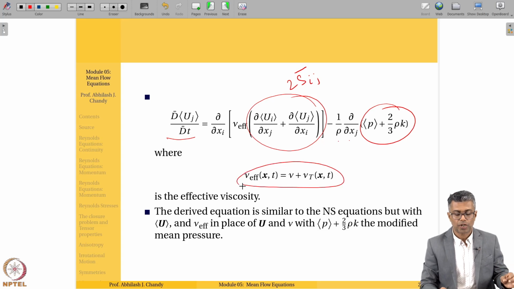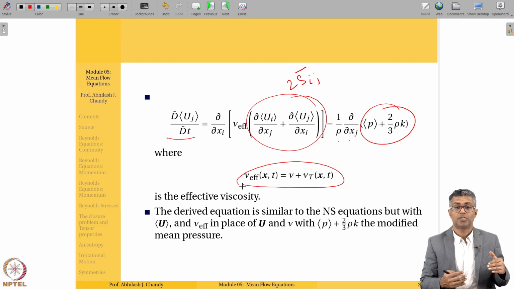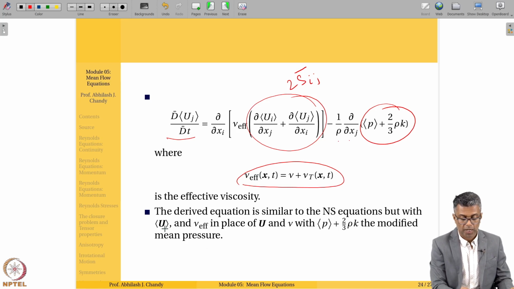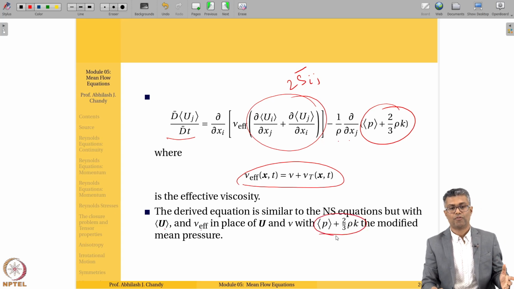So now, let's compare this to the Reynolds equations, just like you did for the scalar equation. The derived equation is similar to the Navier-Stokes equations, except u is replaced with u mean, nu is replaced with nu effective, and this is replaced with the modified mean pressure.